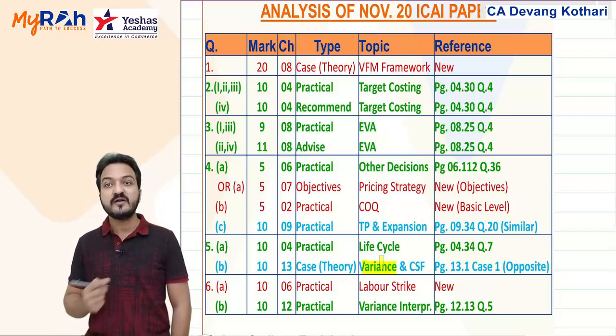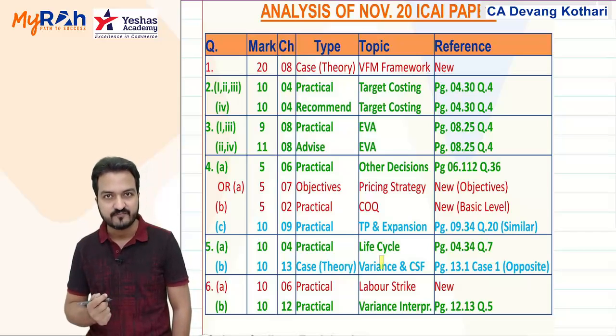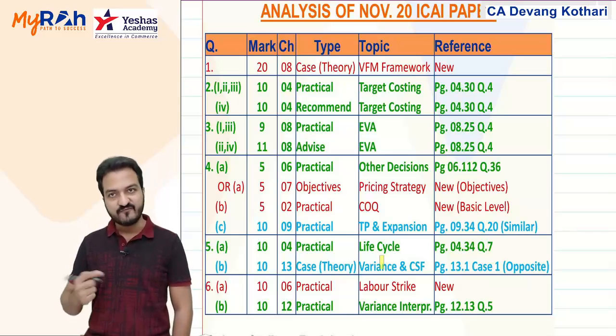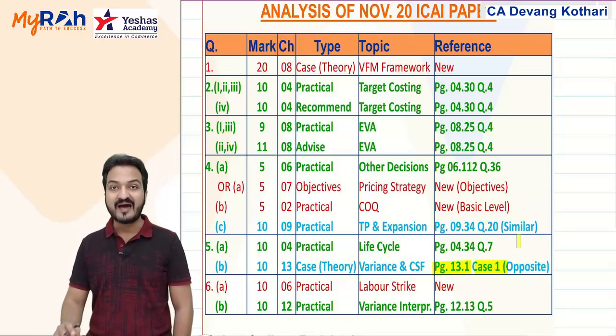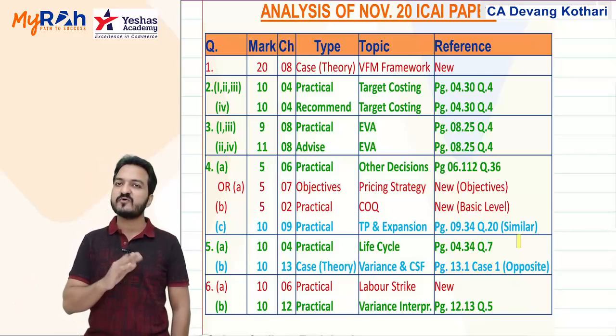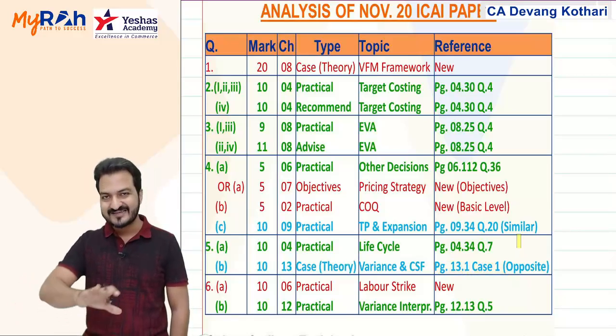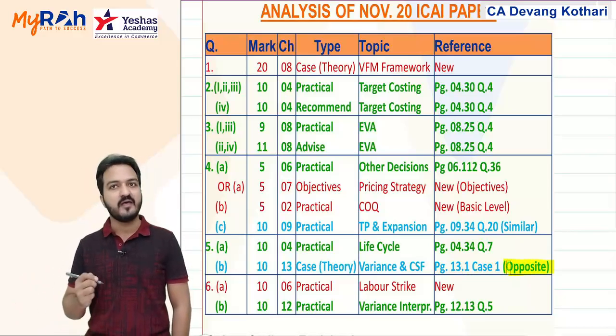So your interpretation of variances, yes, this question is mainly about variance interpretation, but the question that we have in our book on page 13.1, case study 1, had the variances as positive, favorable. This question has most of the variances adverse. So to that extent your interpretation will be exactly opposite of what we did in class.